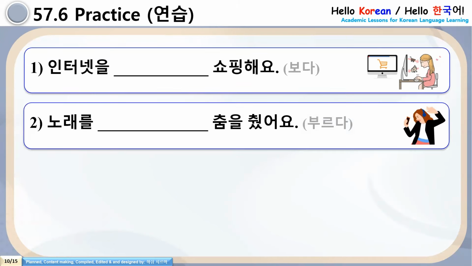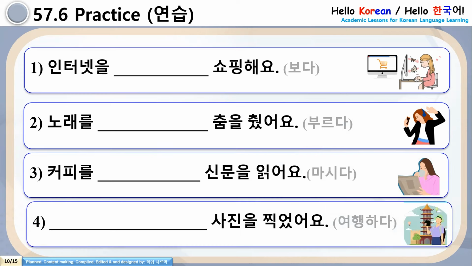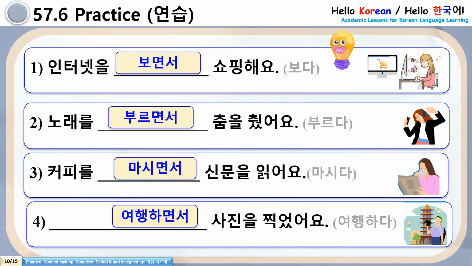Number 2. 노래를 네, 춤을 췄어요. Number 3. 커피를 네, 신문을 읽어요. Number 4. 사진을 찍었어요. If you are able to do this exercise correctly, now you know this grammar very well, 여러분. 네. 했어요. Take your time. Don't be in hurry. After doing, please check the answers here.